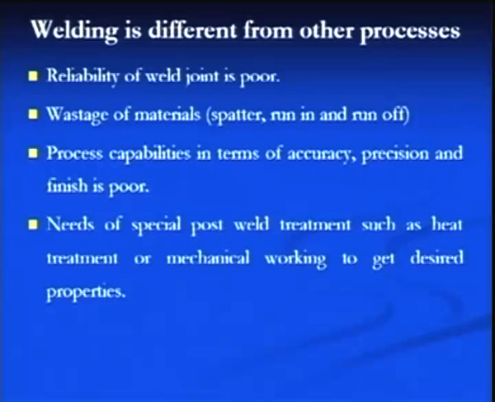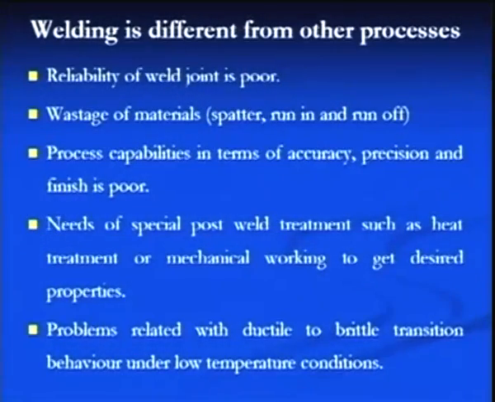The need for post weld treatment, such as heat treatment and mechanical working, is required to get the desired properties. Mechanical properties such as hardness and good yield strength are frequently obtained by post weld treatment operations like normalizing, which helps to refine the grain structure. At the same time, residual stresses are also relieved by heat treatment operations like annealing or stress relieving. If the material is work hardened by mechanical working techniques like rolling, that helps to obtain uniformity in the properties of the heat affected zone and the weld metal.